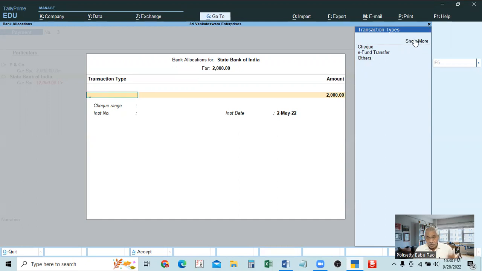And also you get some other means. So show more, double click there, you will get through ATM. In the ATM, we can transfer from our account to another account. In the ATM also.